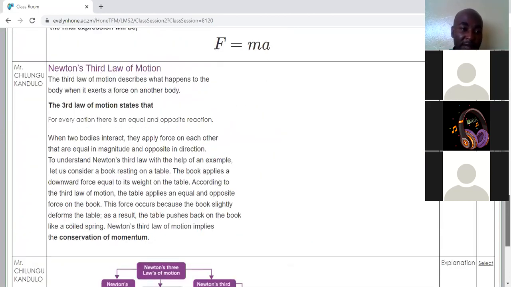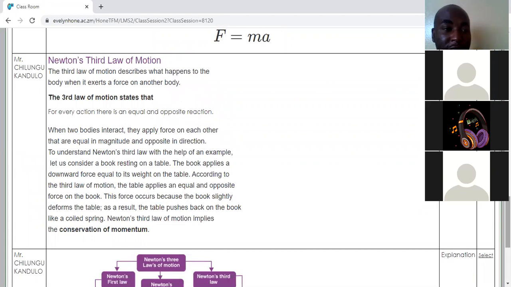So that's the case. So we move to Newton's third law of motion. Newton's third law of motion describes what happens when a body exerts a force on another body.